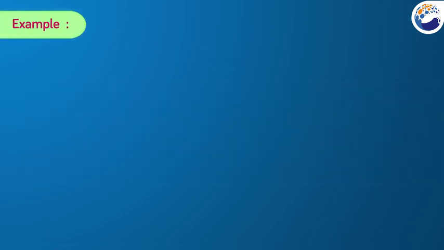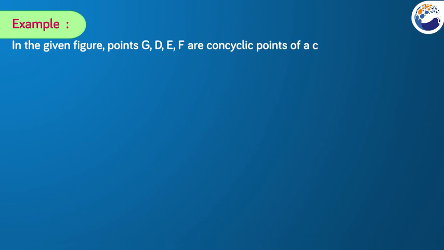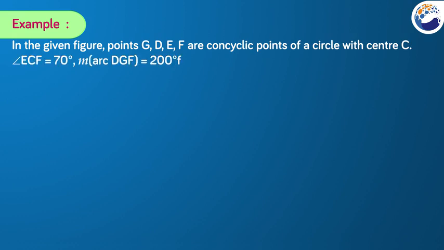Example. In the given figure, points G, D, E, F are concyclic points of a circle with center C. Angle ECF is equal to 70 degrees. Measure of arc DGF is equal to 200 degrees. Find measure of arc DE and measure of arc DEF.